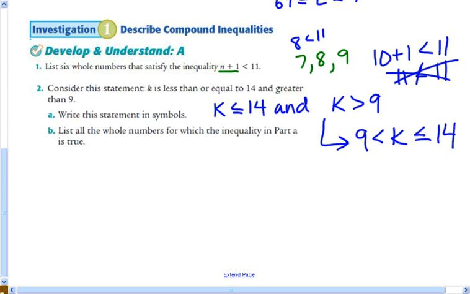List all the whole numbers for which the inequality in part A is true. And I'll let you finish this up, but the first whole number that makes this true is 10. So 10, and then we're going to keep going up until the last number that works here is 14, because this little line here means it can actually equal 14. But it can't equal 9 because it doesn't say less than or equal to 9 there. All right?